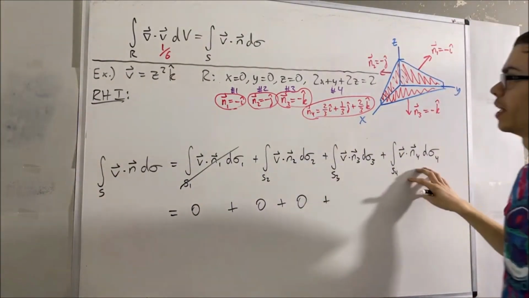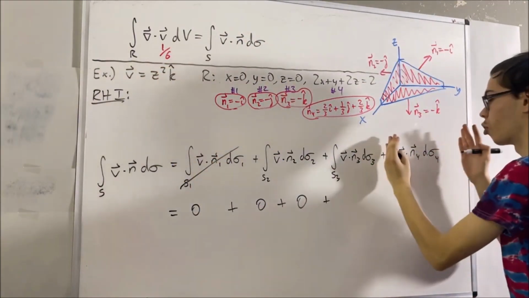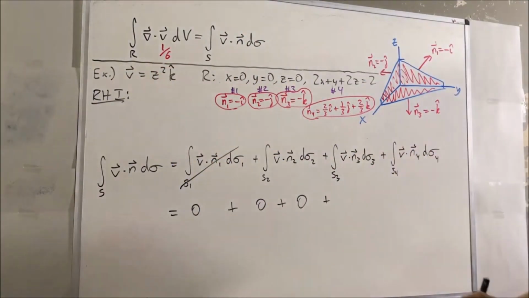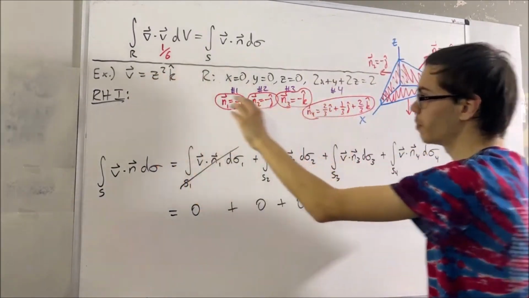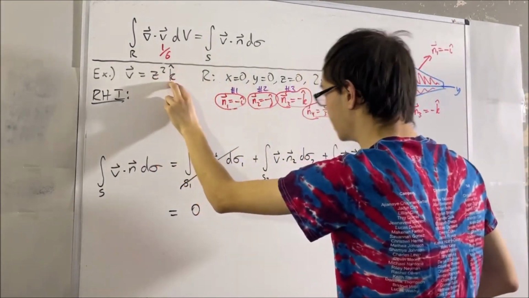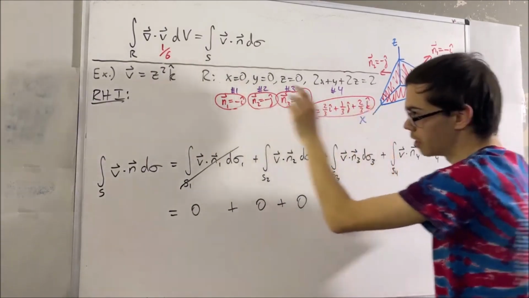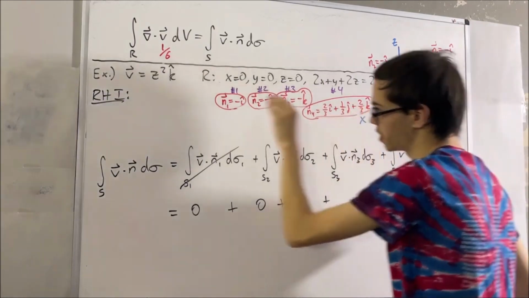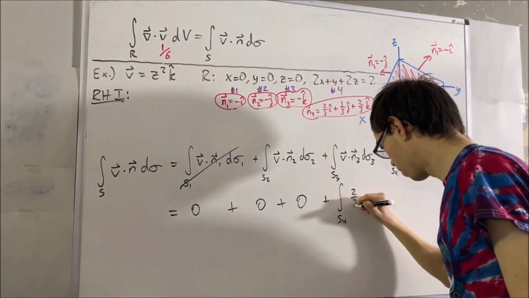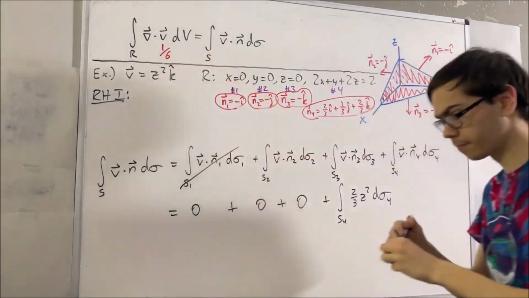But since this surface integral needs to equal 1/6, this integral better be 1/6, right? Well, it turns out if you do v dotted with n4, you're really going to be doing z squared k dotted with 2/3 k. Hopefully we can all agree with that. Well, z squared k dotted with 2/3 k is 2/3 z squared. So really, this integral better be equal to 1/6.